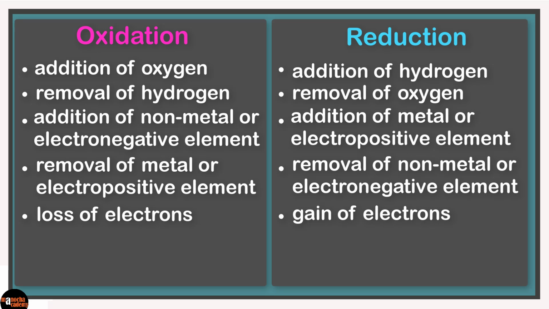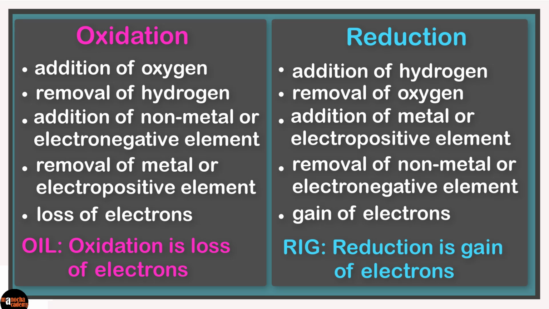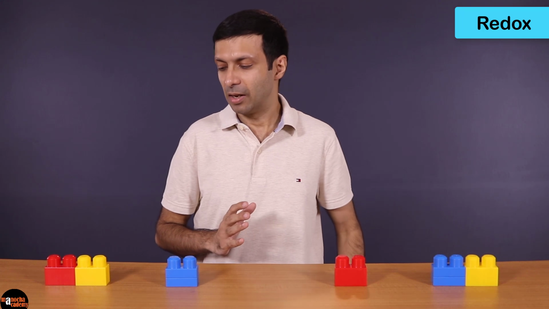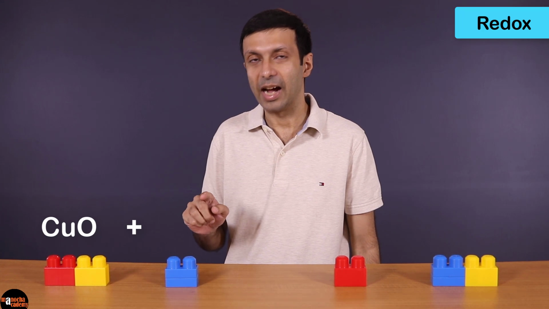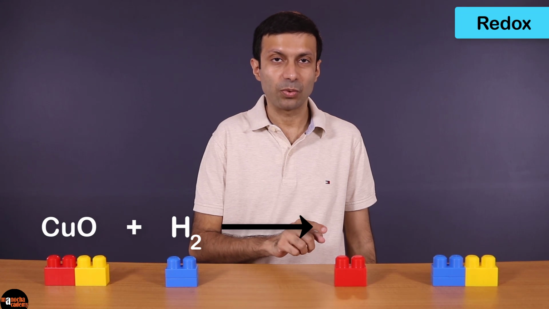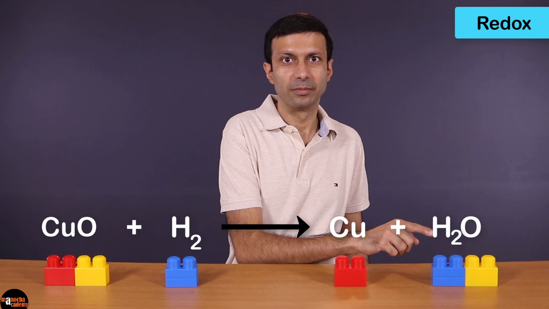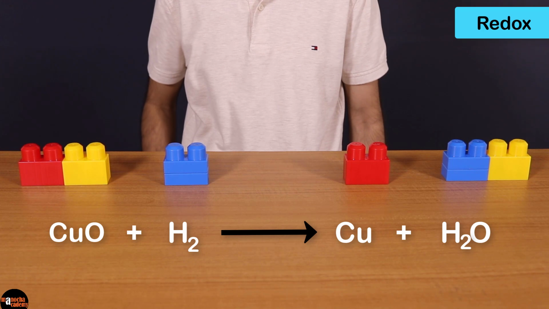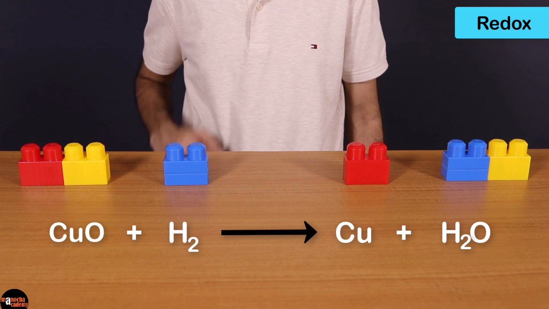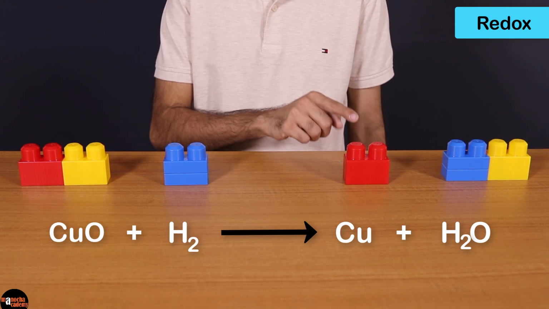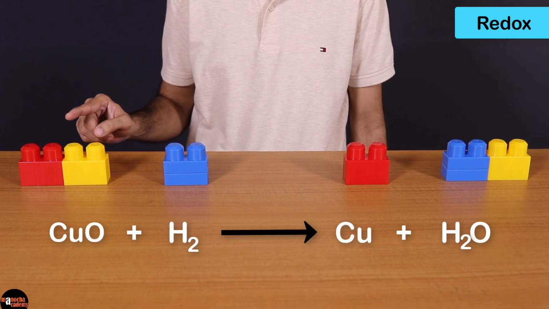You can remember the last difference with the help of this simple mnemonic, OIL RIG. OIL stands for oxidation is loss of electrons and RIG stands for reduction is gain of electrons. Let's look at some examples of redox reactions. Let's say we have copper oxide and hydrogen here, and when they react we get copper and water. Now if you look carefully, this is a displacement reaction because hydrogen is displacing copper from the compound copper oxide.